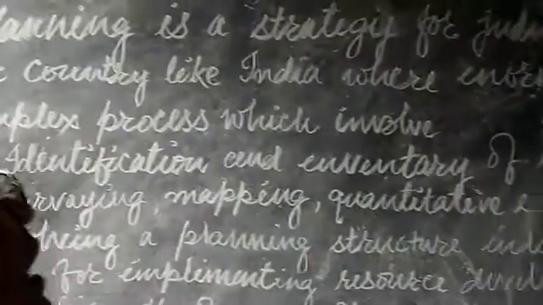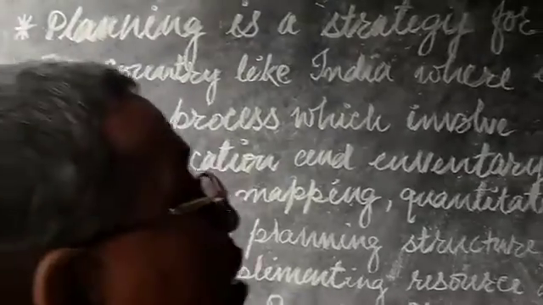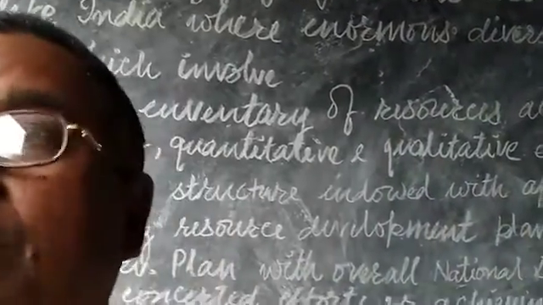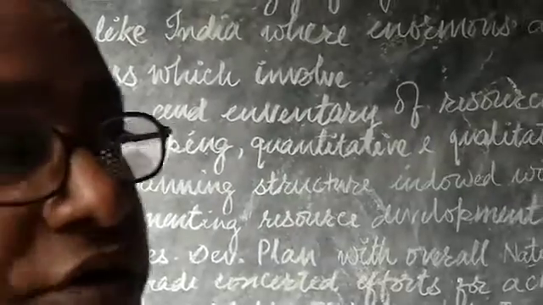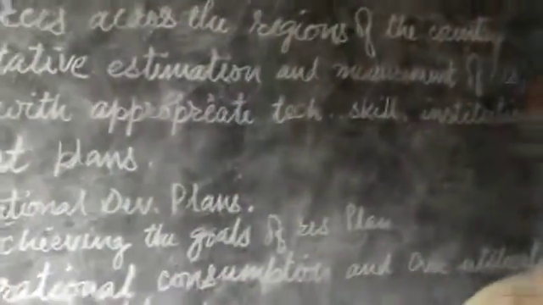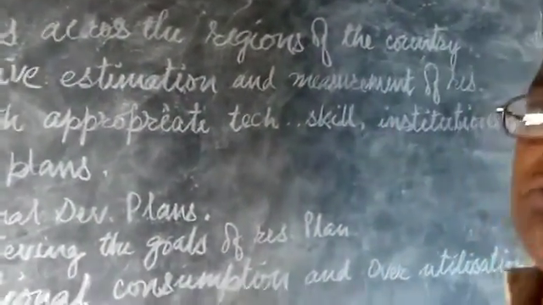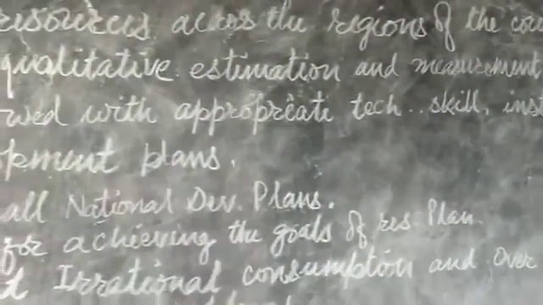Planning is a strategy for the judicious use of resources. Judicious use means we use resources in a sufficient mode. So this is considered judicious use. Resources are very, very important for developing nations also. So we should adopt the planning strategy for developing the nation.